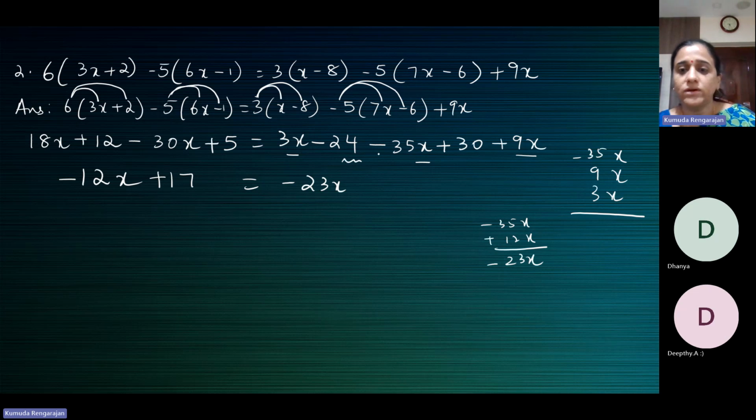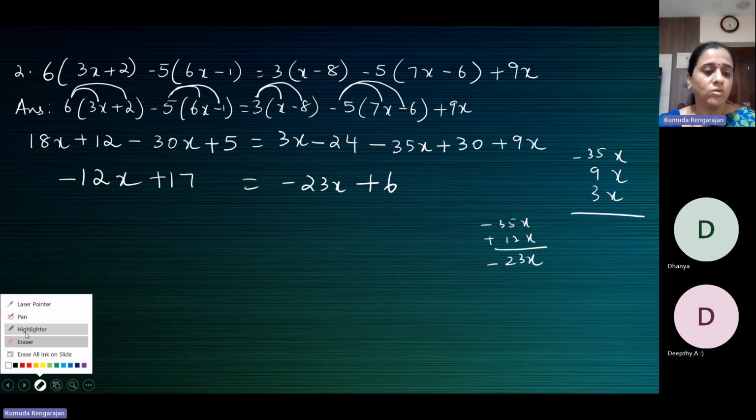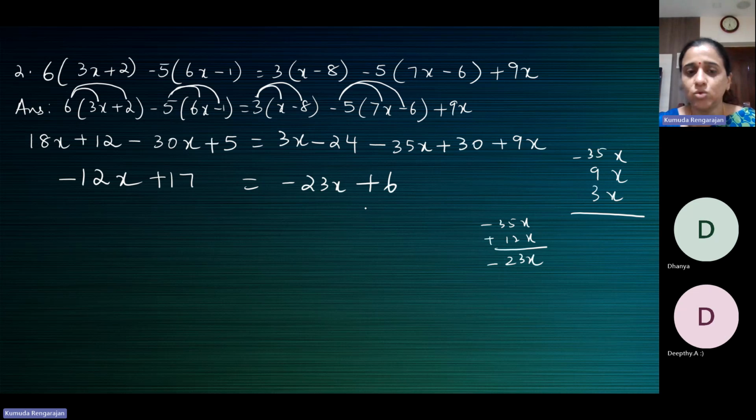Now we need to do this one and this one. Minus 24 plus 30, plus 6. So now we have simplified the LHS and the RHS. Now we have 2 terms on the left hand side, 2 terms on the right hand side. We have 1 x term and 1 constant here, 1 x term and 1 constant here. So now you need to have all the x terms on the left hand side, the constants on the right hand side. So we'll have to transpose.